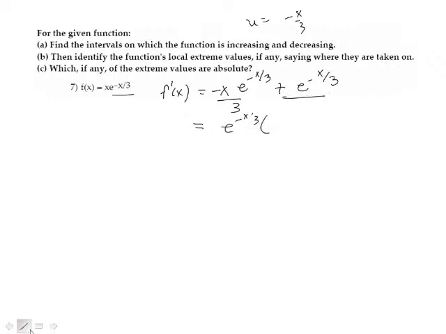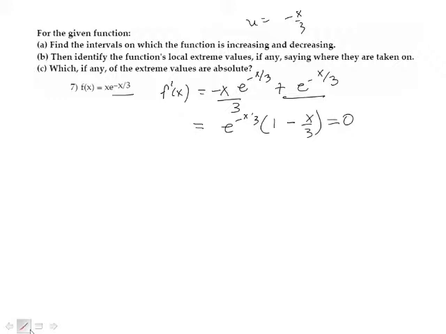First of all, the first derivative of this function is the first times the derivative of the second, which is e to the minus x over 3 times the derivative of u, which is minus x over 3. So that would be minus a third, plus the second times the derivative of the first, which is just going to give us simply e to the minus x over 3. Now we would factor out e to the minus x over 3 and get 1 minus x over 3.